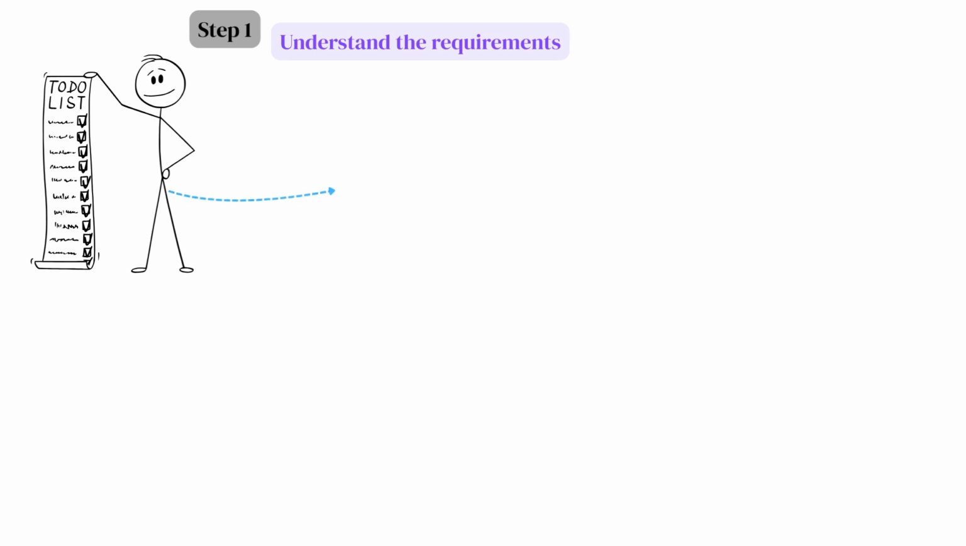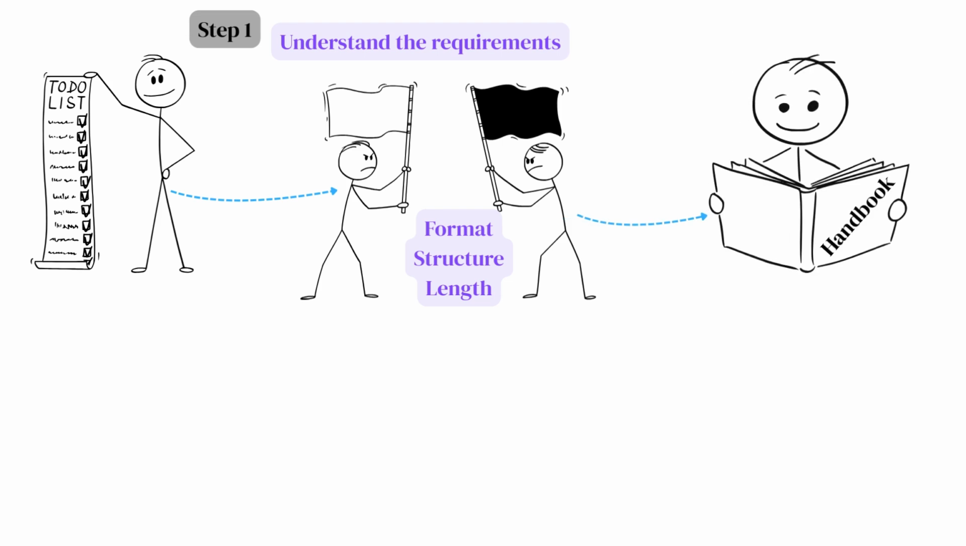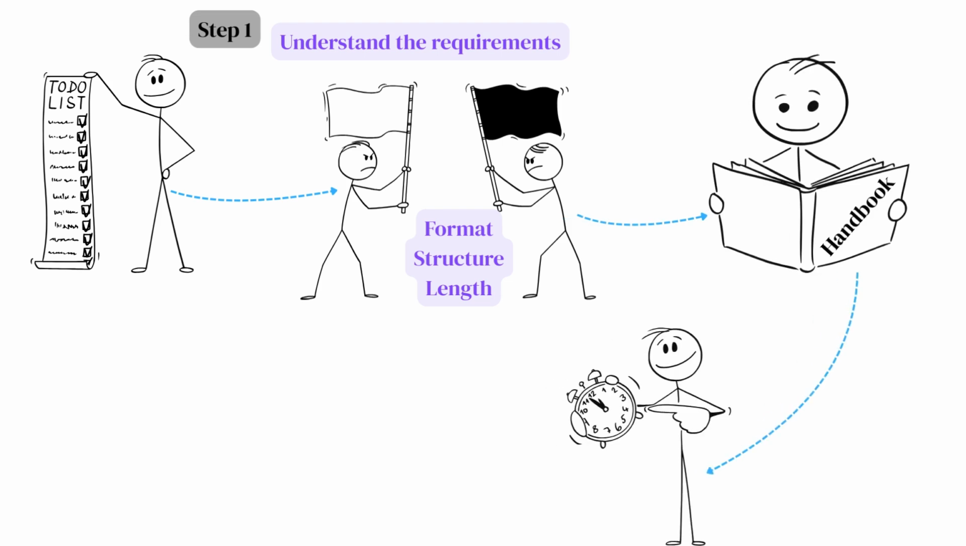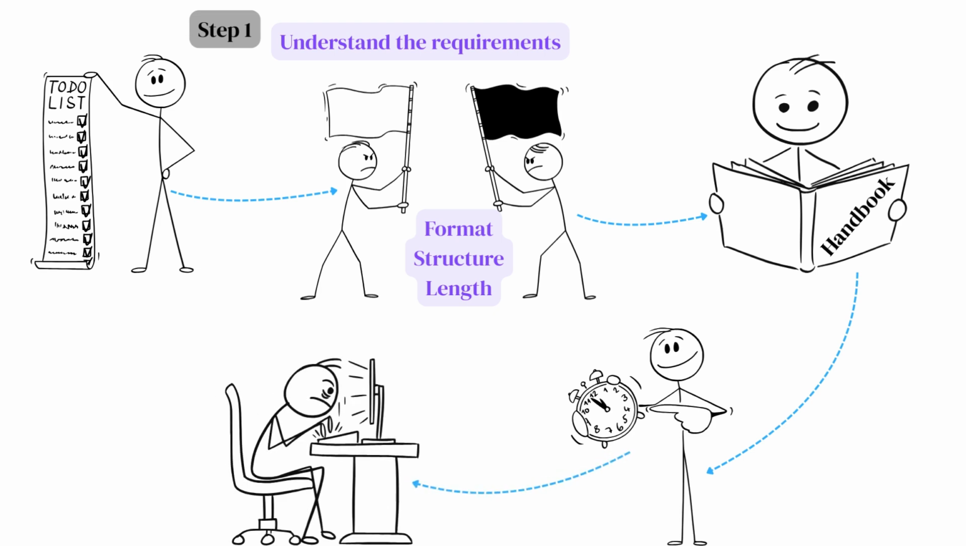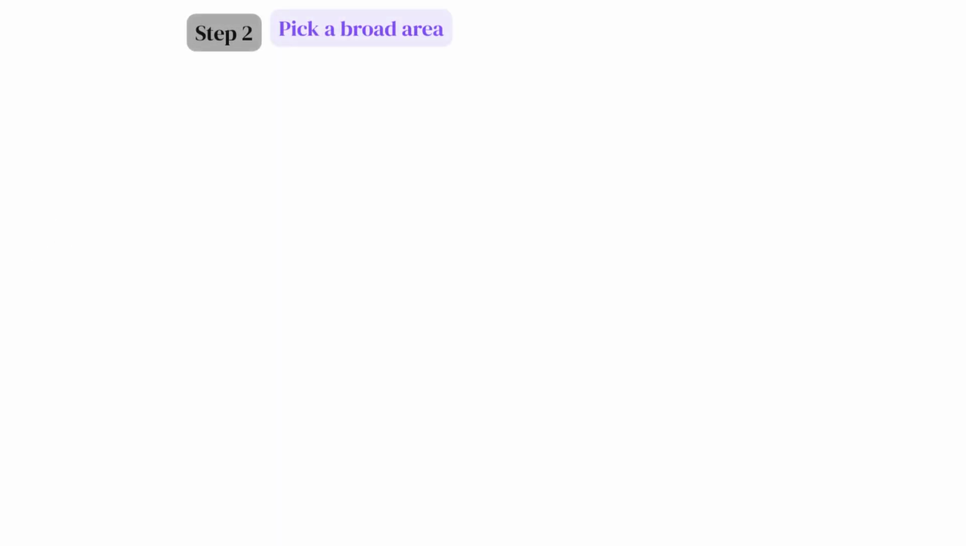The very first thing you should do is check your university's requirements. Every institution has slightly different rules for formatting, structure, and length. Download your department's thesis handbook or template. Trust me, this step will save you hours of editing later, because you'll know exactly what's expected before you even start writing.